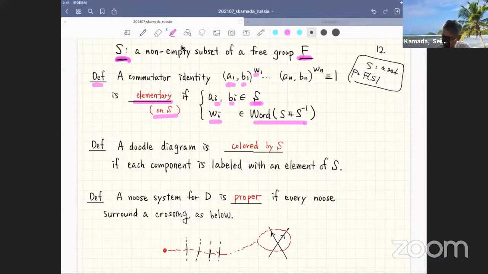And a doodle diagram is colored by S if each component is colored by an element of S. And the noose system is proper if every noose bounds, surrounds just one crossing intersection, and the orientation should be like this, exactly as in this figure. In that case, we call the noose system proper.